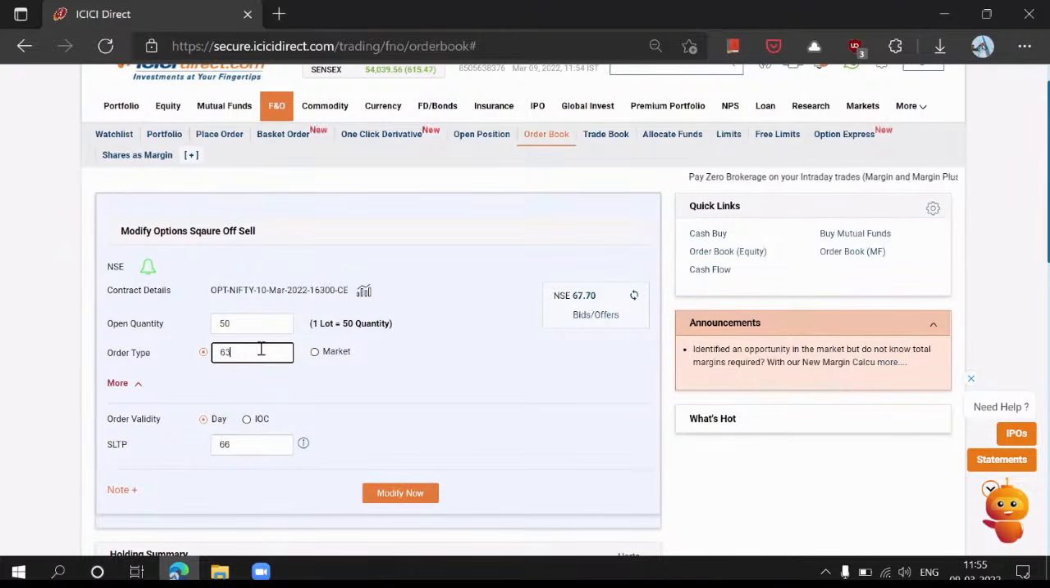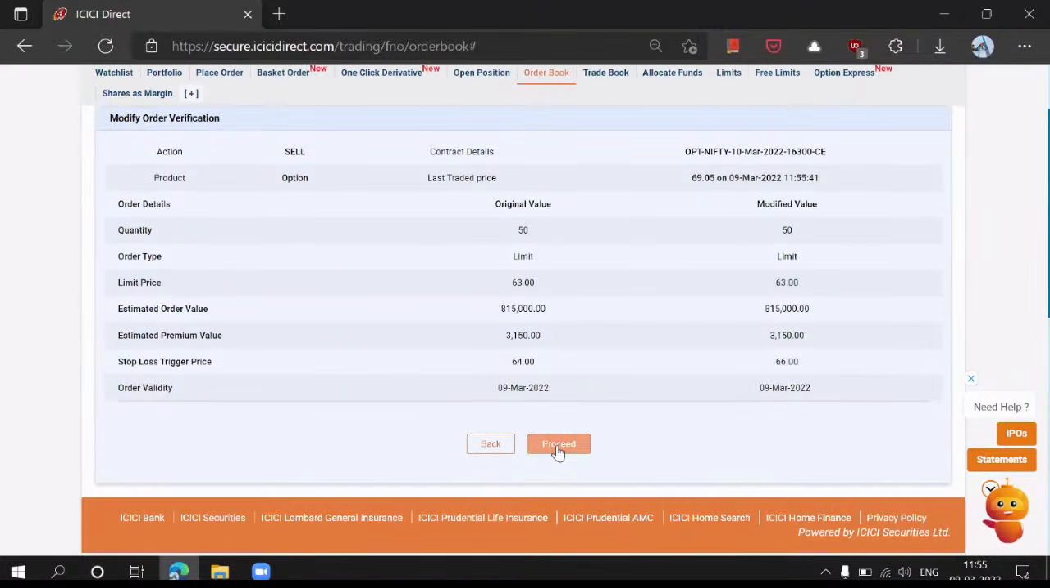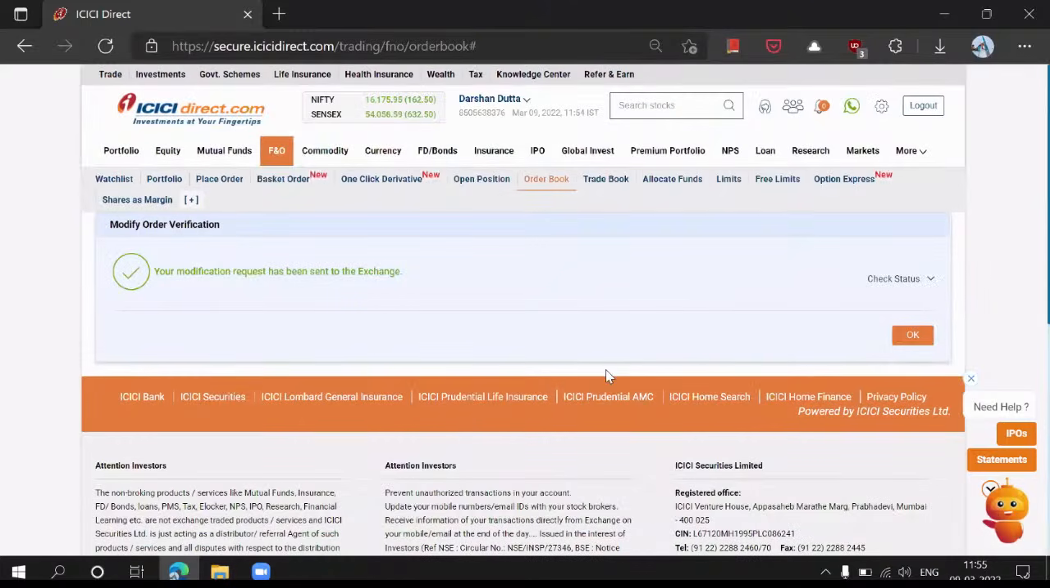That's fine. You can keep that at 63 or 65. That's upon your choice. And now you modify this trade. What has happened is there is a trail which has got built in. It's gone further. Let's just click on proceed. That's fine.